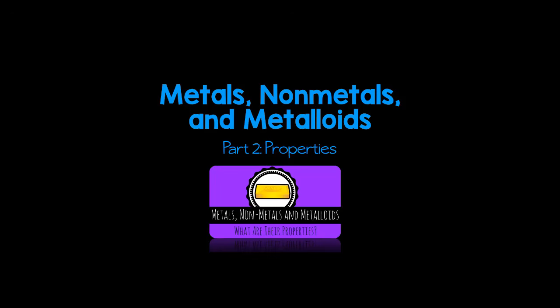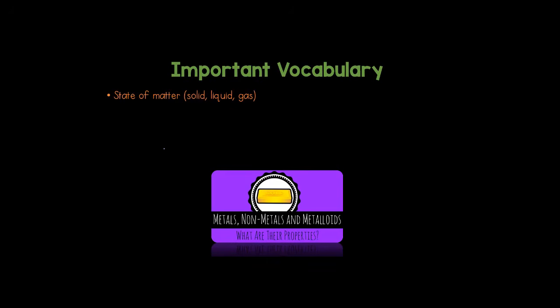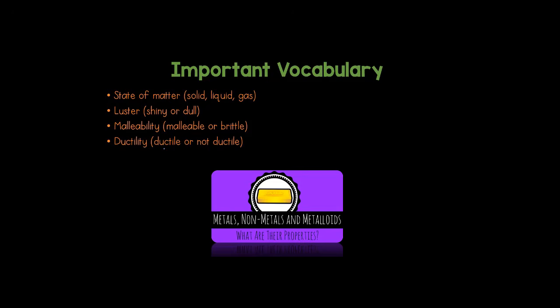In this video, which is the second of this little series, we're going to be looking at the properties of metals, nonmetals, and metalloids. And we'll also look at where you can find these different types of elements on the periodic table. We will use the describing words that we learned in the last video. So they are states of matter, solid, liquid, or gas; luster, shiny or dull; malleability, malleable or brittle; ductility, ductile or not ductile; and conductivity, conductor or insulator.